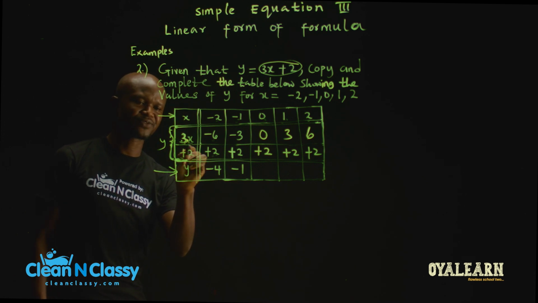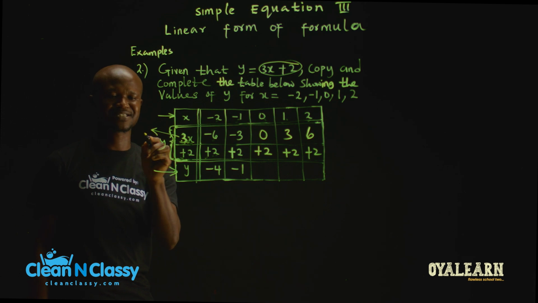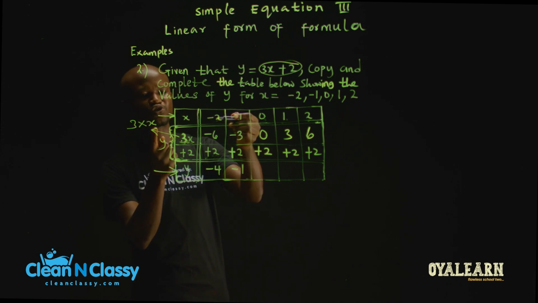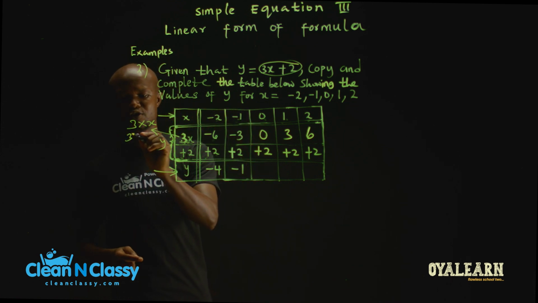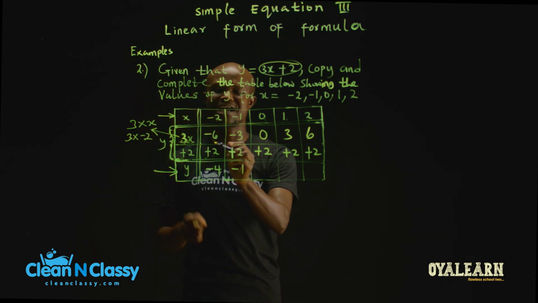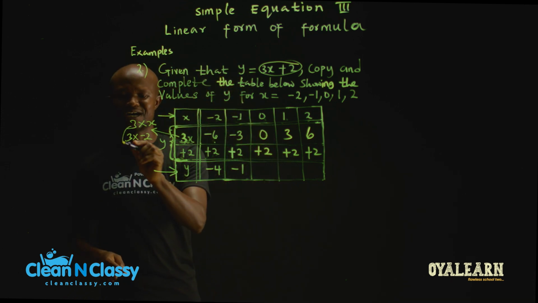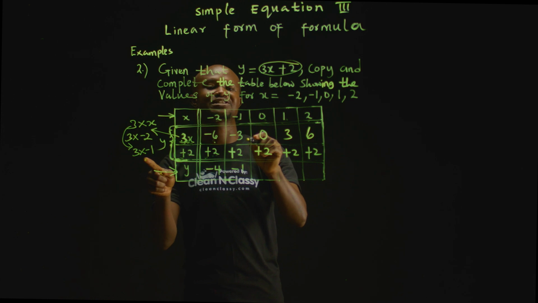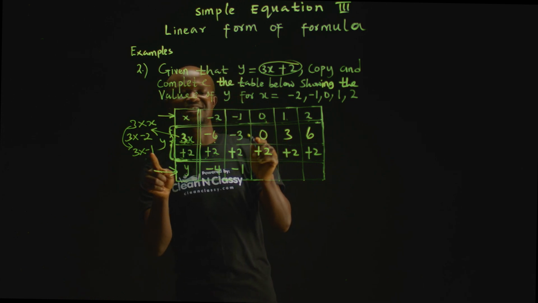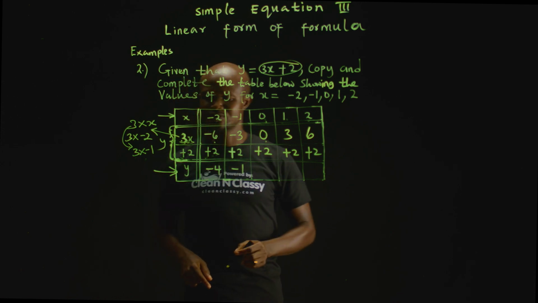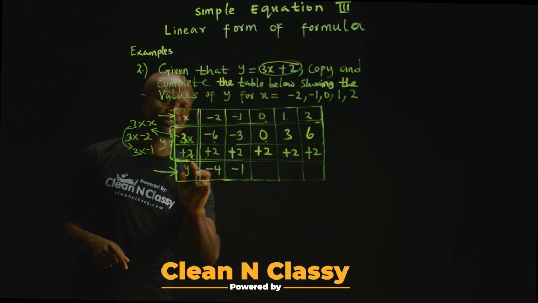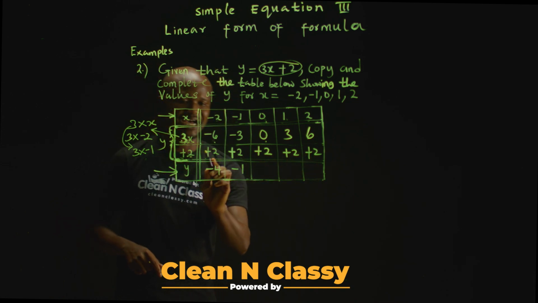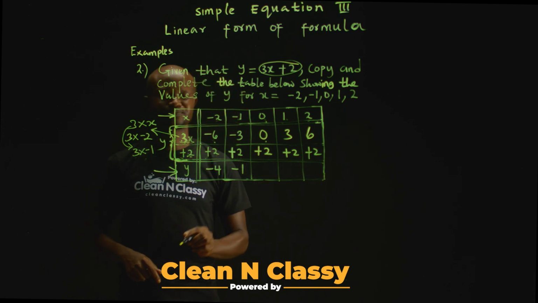For this row, we have 3x, and this 3x represents 3 times x. So when your x equals -2, we have 3 times -2. It will give us what? -6. When x equals -1, we have 3 times -1. What will it give us? -3. When your x equals 0, we have 3 times 0, and it will give us 0. But this one is a constant. So that's why we are going to write the same +2 all through, inside each cell in this particular row.